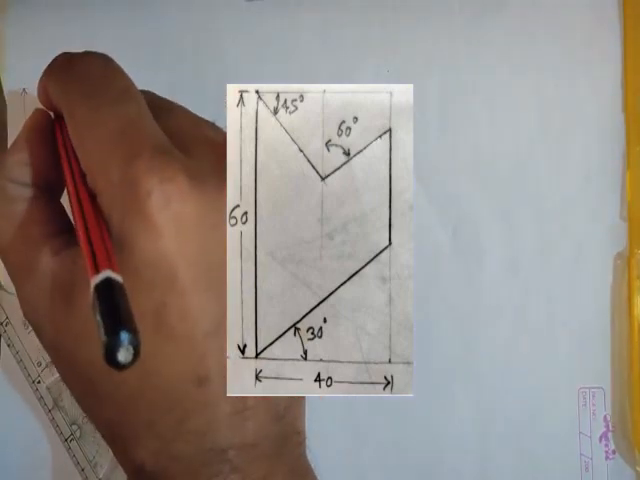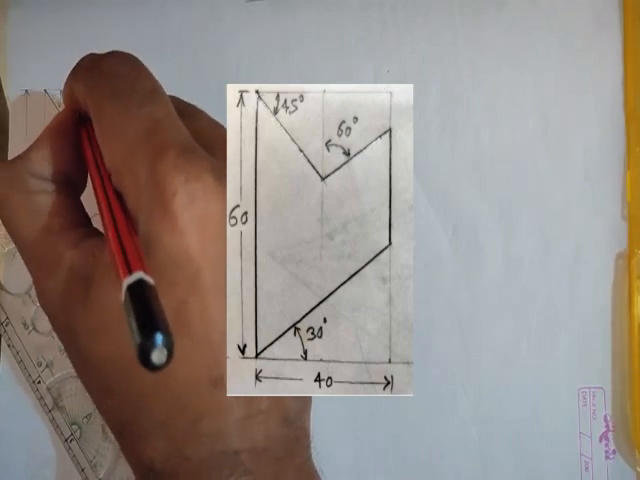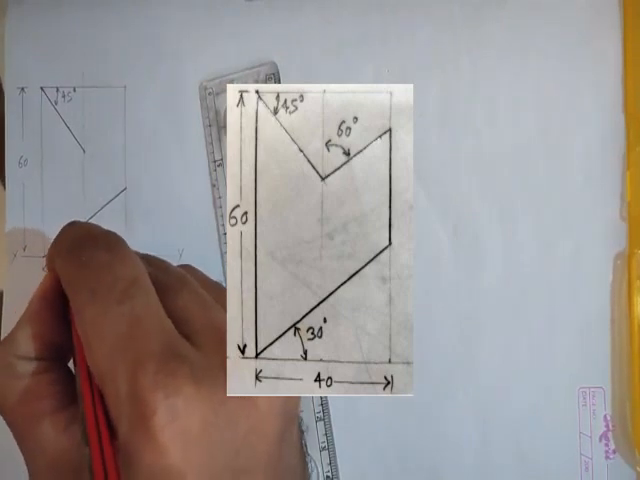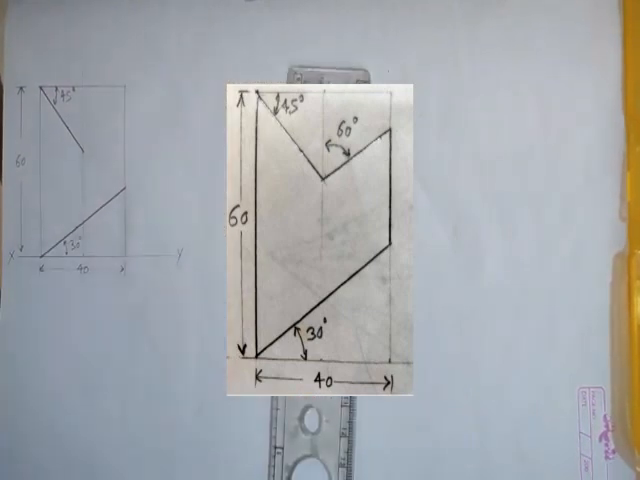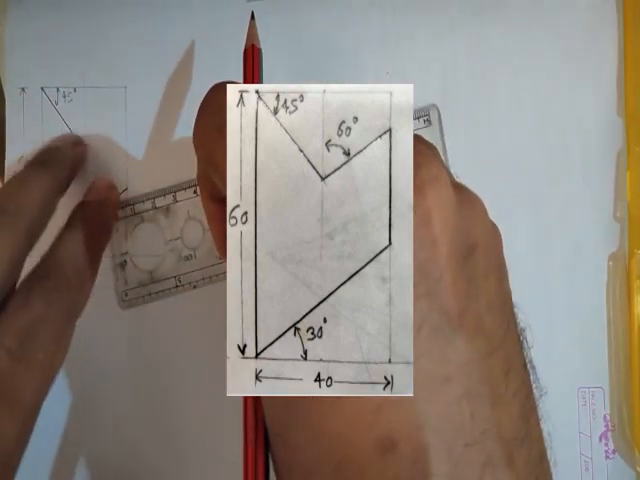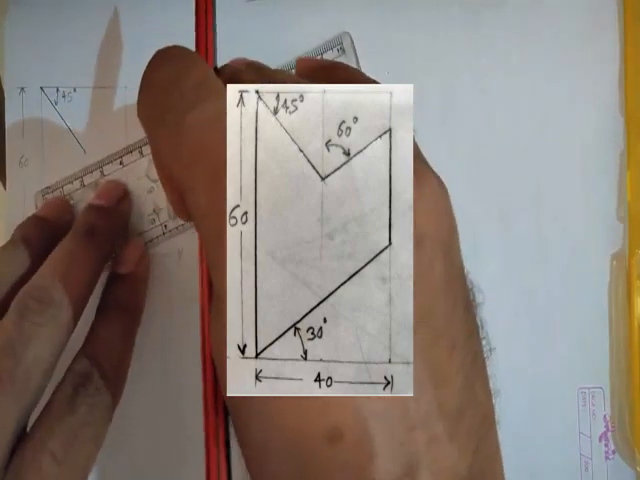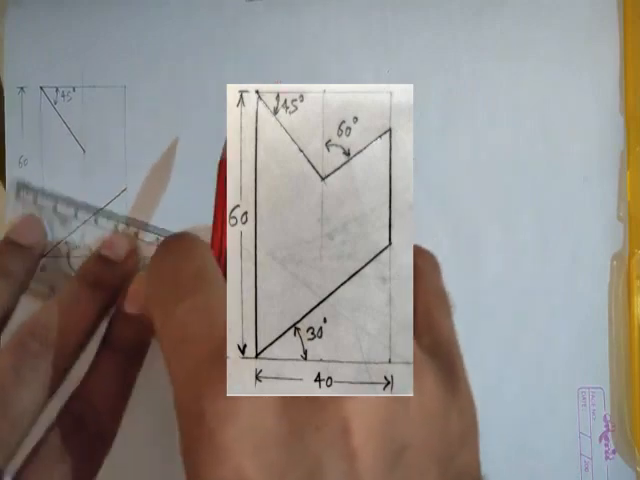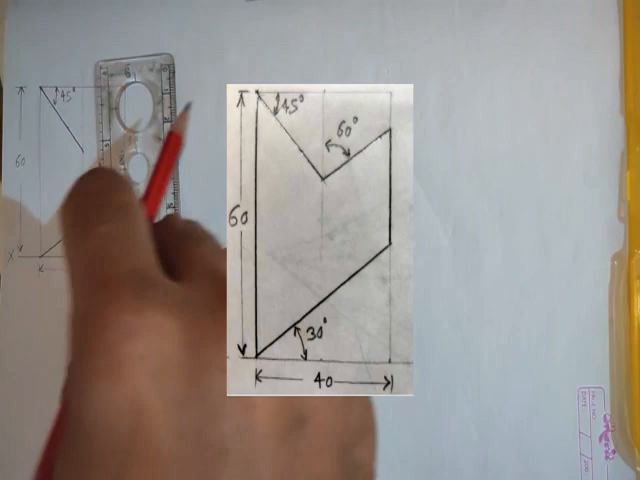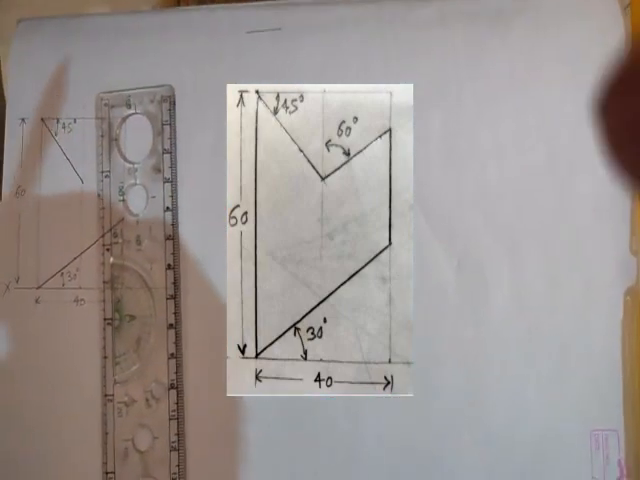and this angle is 45 degrees. This angle is 30 degrees, and from here, where the second cutting plane inclined at 45 degrees intersects the axis, from here it is 60 degrees. All these values are given in the front view, which is shown in the first part of the video.